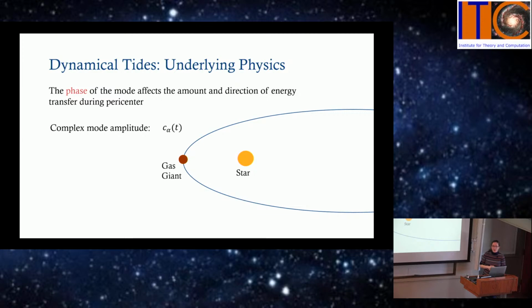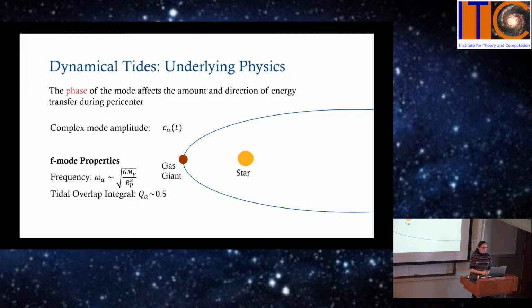As we look at multiple passages, if we use the analogy of a bell, the planet is still ringing the next time it comes around. Then the phase of the mode is going to affect the amount and even the direction of energy transfer when the planet passes through pericenter. So we can characterize this oscillation mode with a complex mode amplitude. It has a magnitude and a phase, and the phase is important when you pass through pericenter again.